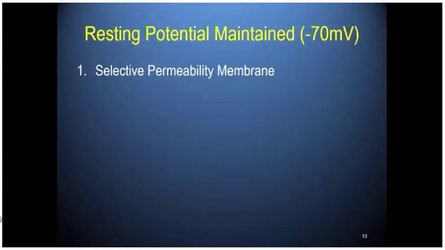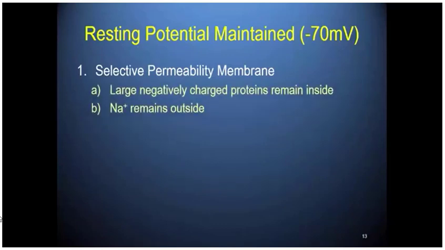How is this maintained? Well, first you have your selectively permeable membrane, which keeps the large negatively charged proteins inside the cell, and it keeps sodium outside the cell. Then you have the concentration gradients that are created, as we showed you a couple slides ago, where you have more potassium inside than outside, and more sodium outside than inside. Those concentration gradients are really important for how we create this resting membrane, so that when we get the signal to have an action potential, it is lickety-split because of these forces.